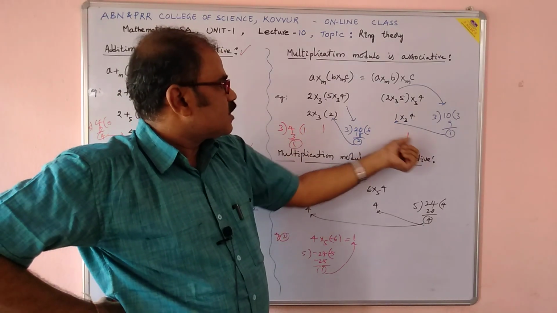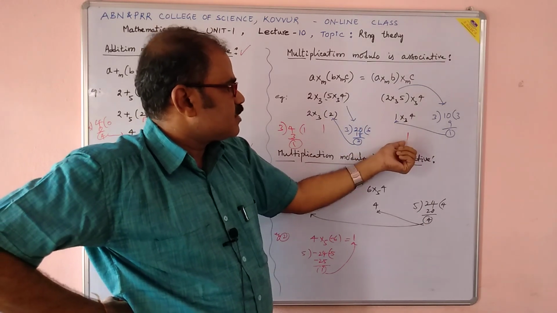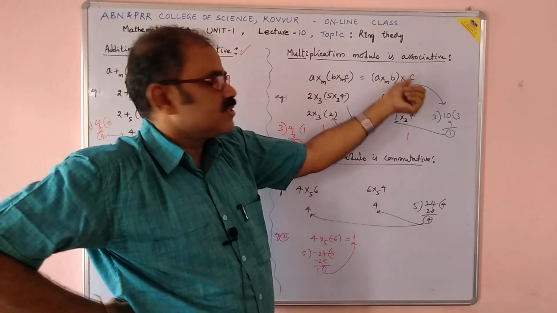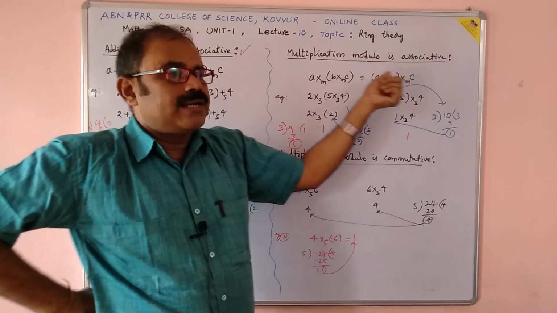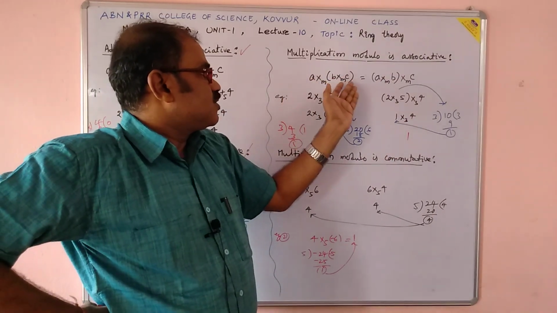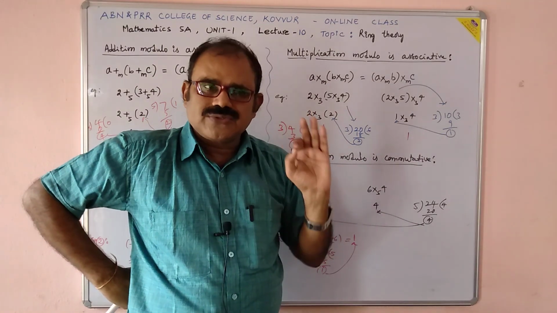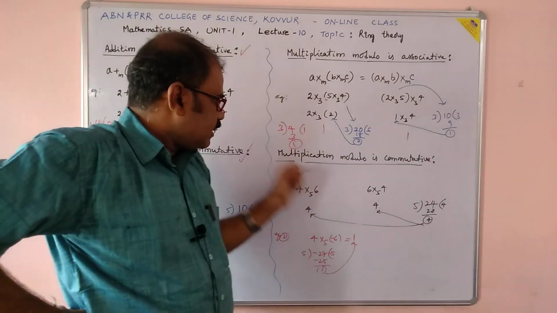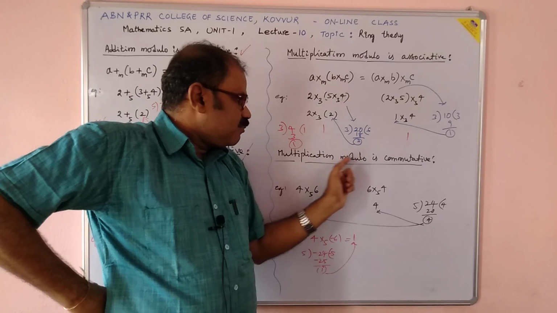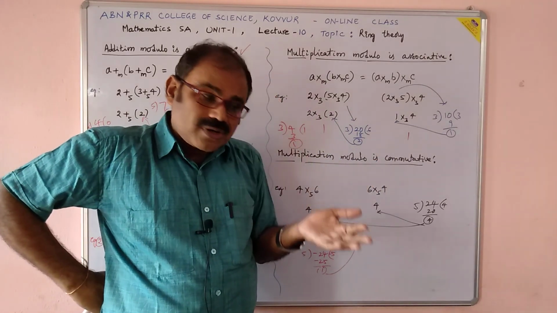Here both are same. Left hand side is 1, right hand side is also 1. Therefore, left hand side is equal to right hand side. That means A into BC is equal to AB into C. Multiplication modulo is also associative. Finally, let us go for whether multiplication modulo is commutative or not.